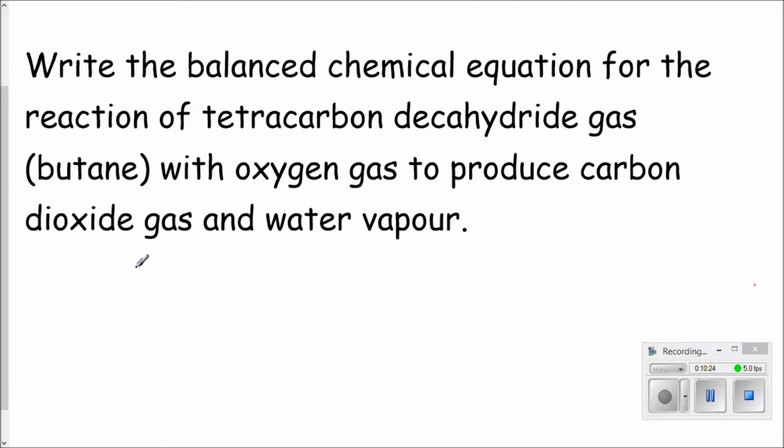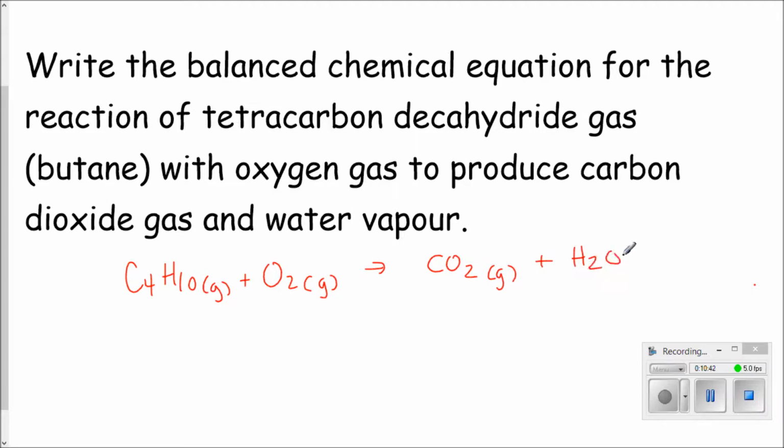So I'm just going to write that down because I know it's reacting with oxygen. So it's C4H10 gas plus oxygen gas. And what it's producing is carbon dioxide gas and water gas. So let's go ahead and quickly just count how many atoms we have on both sides.